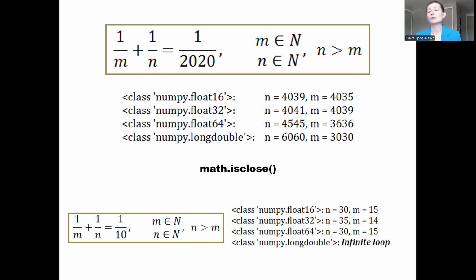The situation with computer calculations will be even more interesting if in the example, the value 2020 is replaced by 10. The correct answer in this case is N is 30 and M is 15, and the accuracy of the calculation still needs to be guessed. The minimum recommendation in such cases is to check the numbers not for an exact match, but for the proximity of the values. And in Python, the isclose function from the math module serves a similar purpose.